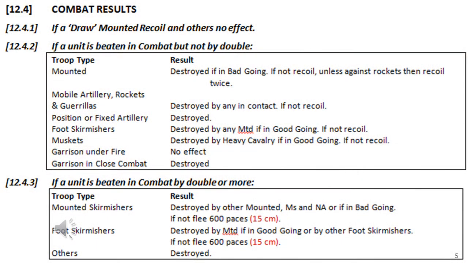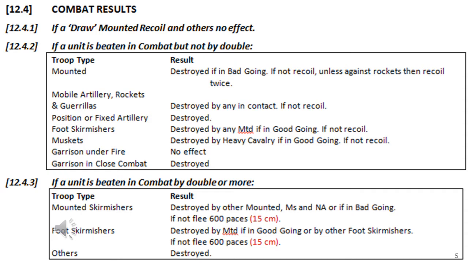When we've calculated all our factors and compared, and we achieve a ratio between the two values, there are generally three categories of results. Draw, which is shown at the top, 12-4-1. Loss up to, but not including, a 2-1, which is shown in the second, 12-4-2. And finally, the most severe result or category, which is 2-1 or greater losses.